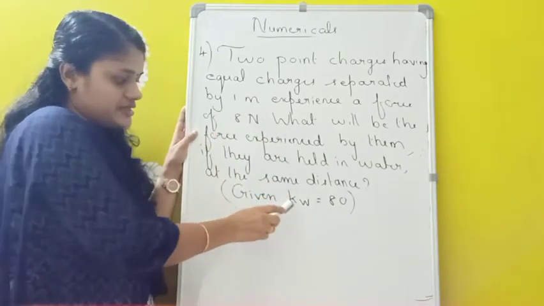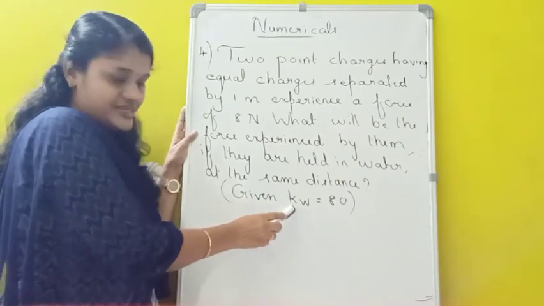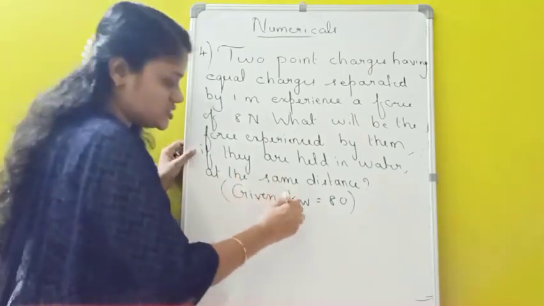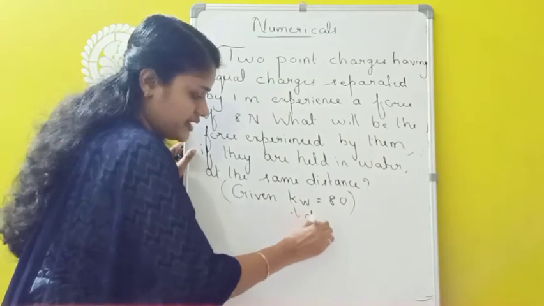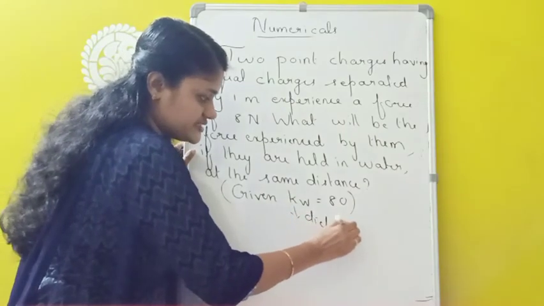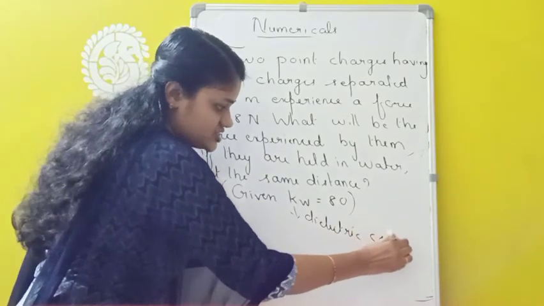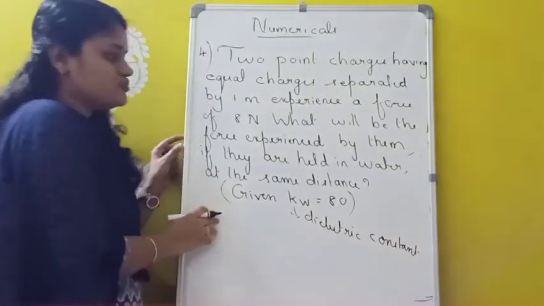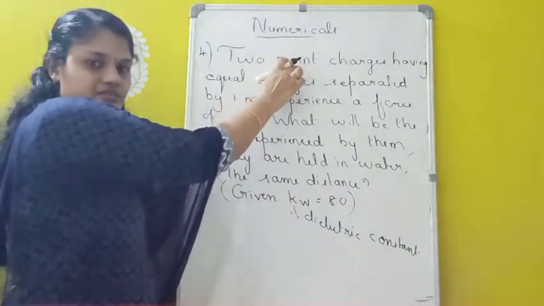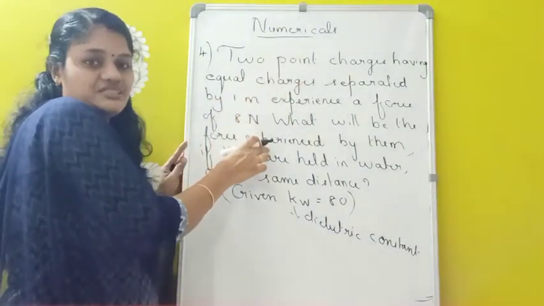Given that the dielectric constant of water, K indicates the dielectric constant, the dielectric constant of water is given as 80. So we have to find the force experienced by the point charges when we are keeping them in water.